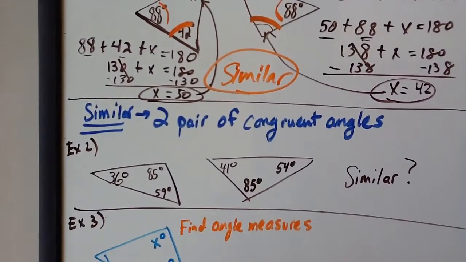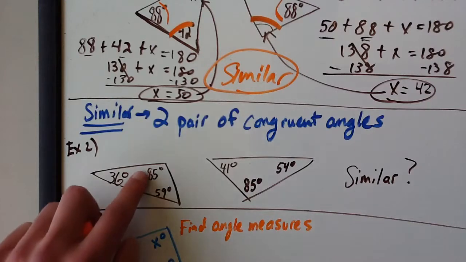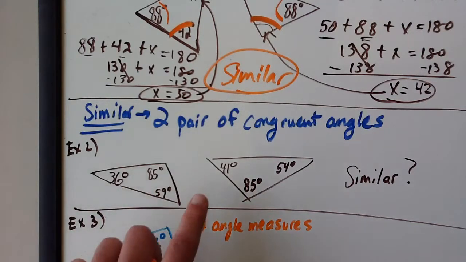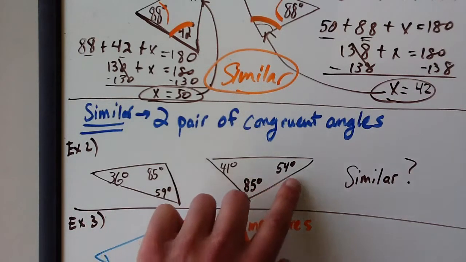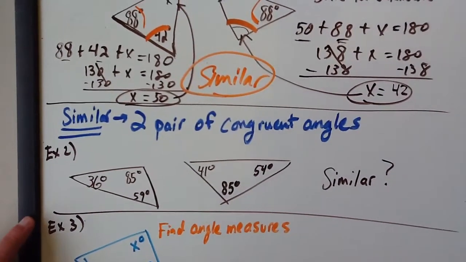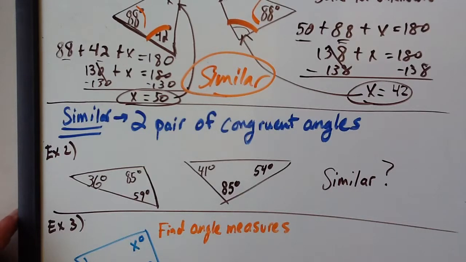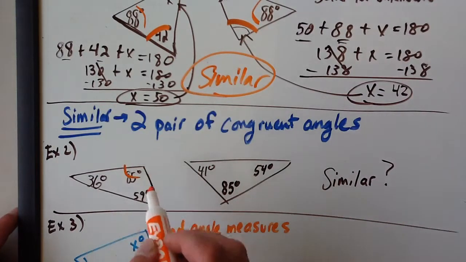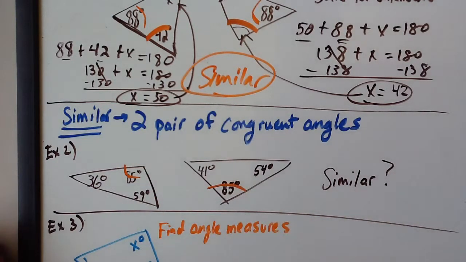Here's the next example. In example 2, I have both triangles and their degrees are already given to me. This triangle is a 36, 85, 59 triangle, and this triangle is a 41, 85, 54 triangle. And I want to know, are these triangles similar? Do I have two pair of congruent angles? Well, here I see I have 85 degrees and 85 degrees, so there is one pair of congruent angles.